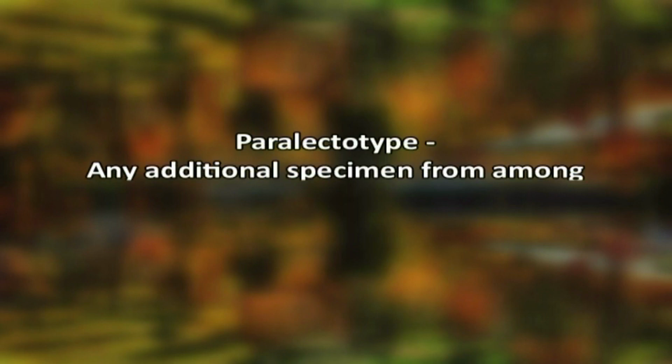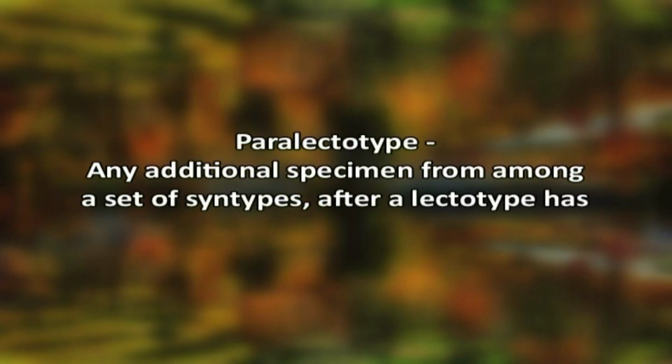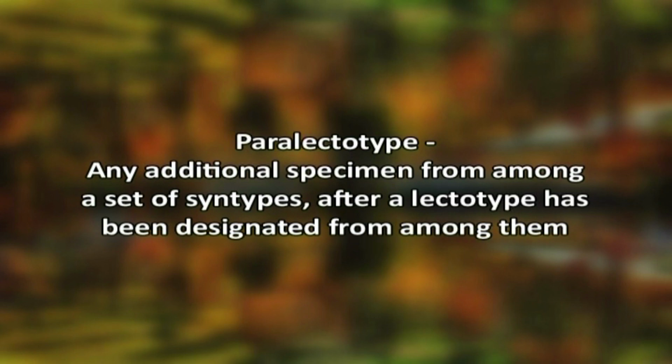Besides those already discussed, some other kinds of types have also been proposed from time to time, but they are not formally recognized in the ICBN. Some of these include paralectotype, which is any additional specimen from among a set of syntypes after a lectotype has been designated from among them. These are not name-bearing types.